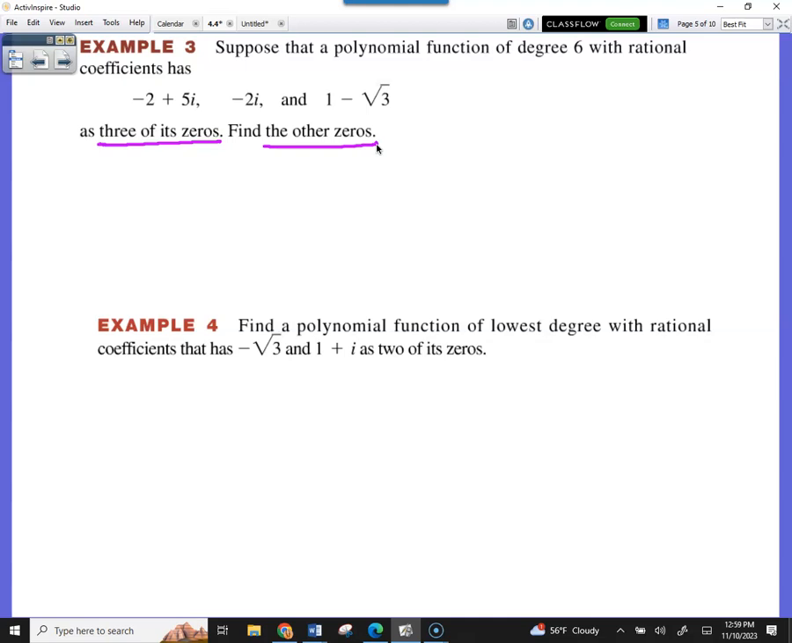I'm going to help you organize your thoughts here. Instead of scribbling it down, let's make a list of what they gave me, and then a list of what we can imply, the others. The list they gave me was -2 plus 5i, -2i, and 1 minus root 3. That's exactly what they gave me.